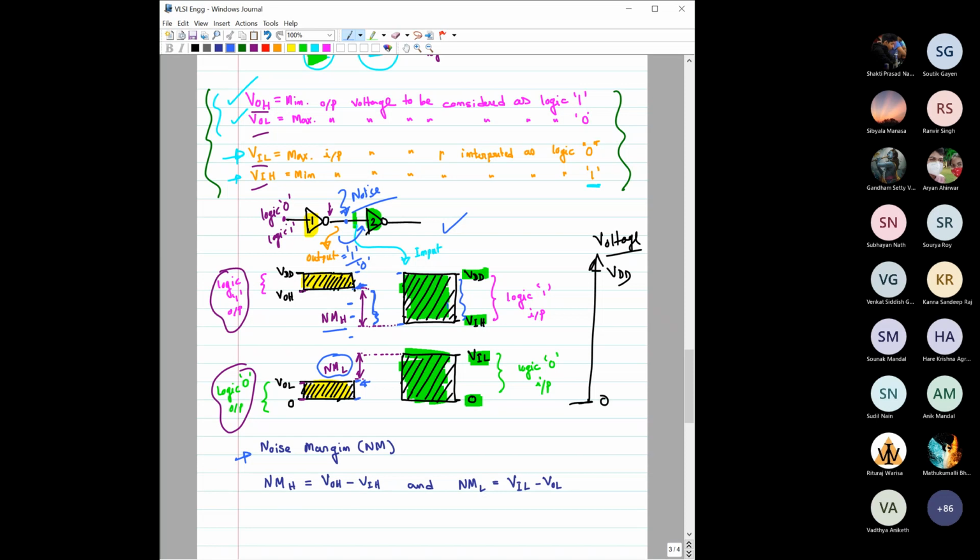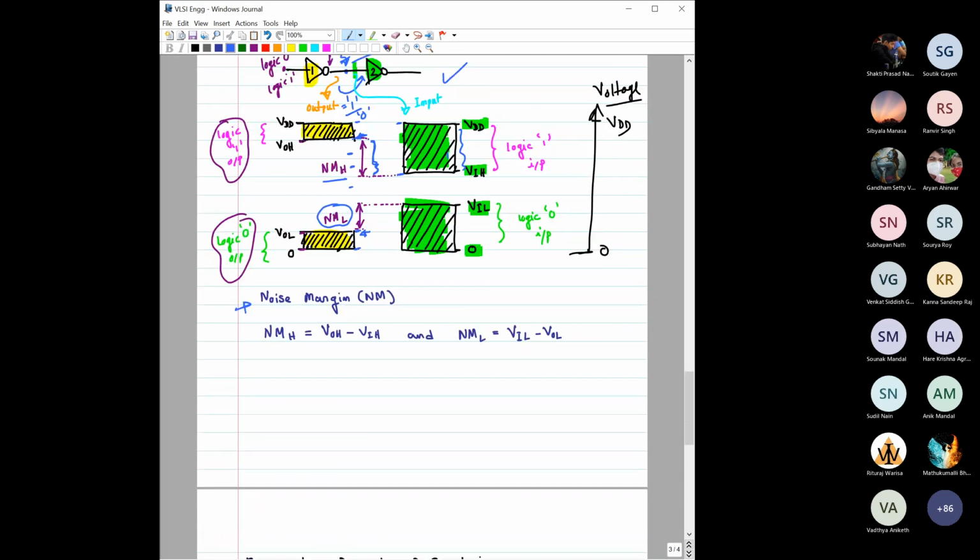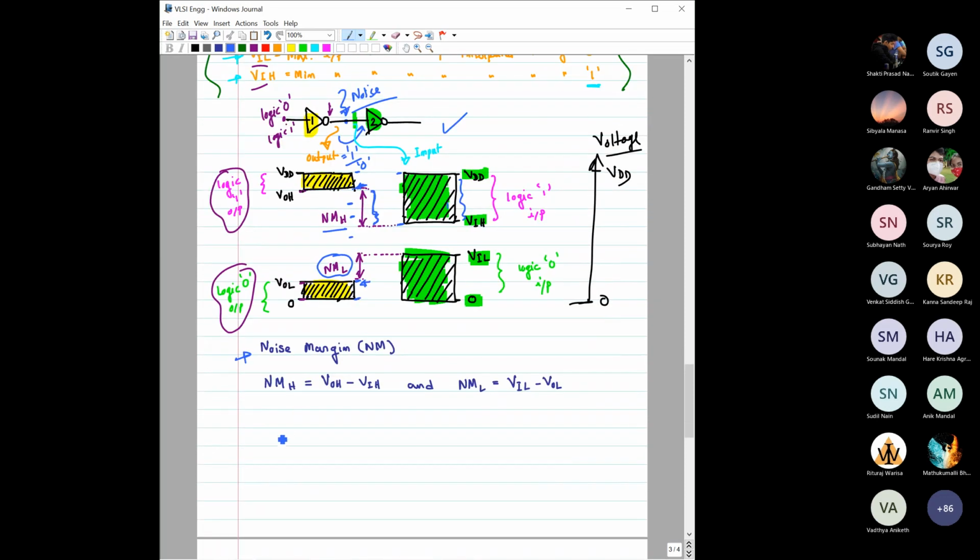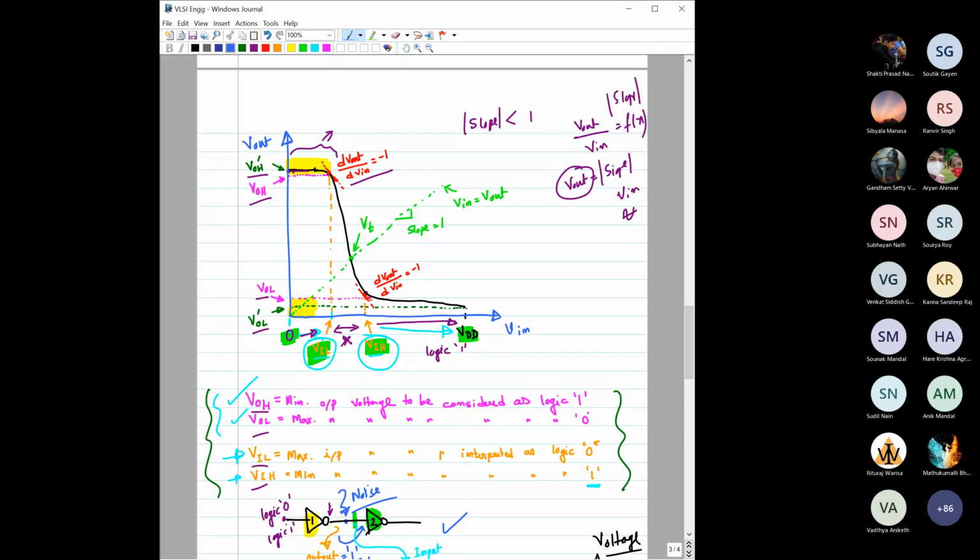But at the same time, you should also notice one thing. Say for any design, VDD equal to 5 volt, and say VOH dash is also equal to 5 volt, VOL dash is equal to. I hope you are now able to correlate these terms in this particular diagram. VOH is this one, VOL dash is this one.